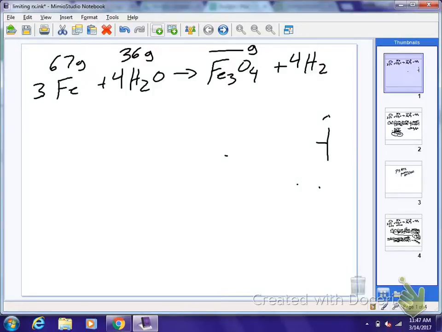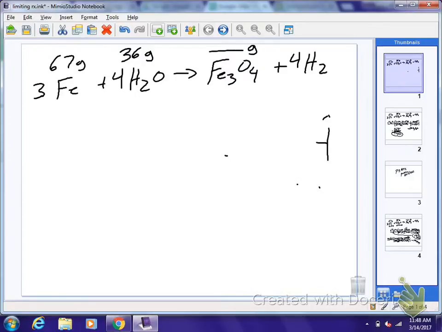What you're going to do on a normal problem when you do one of these. Okay? When you look at iron, in this case iron and water, you have two different amounts. You're going to have to do both processes in which to figure out which one's limiting. So what we're doing is we're dividing and conquering.